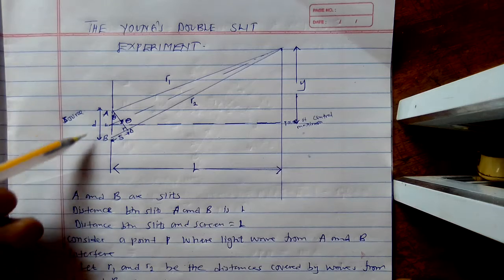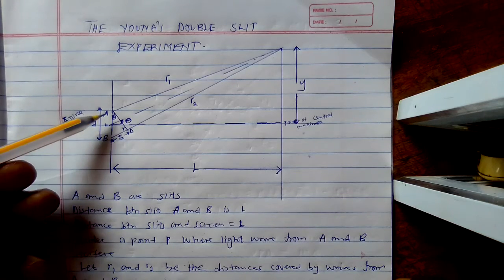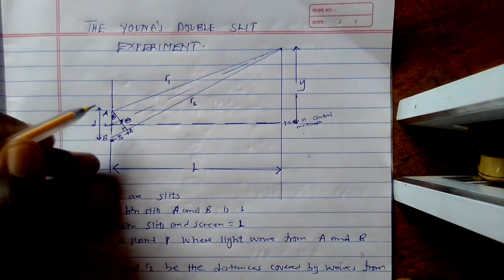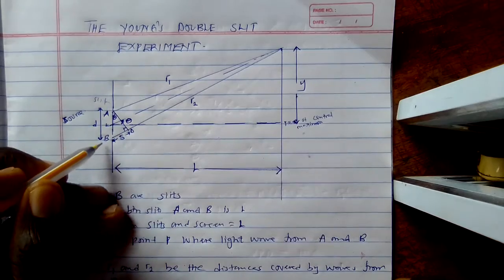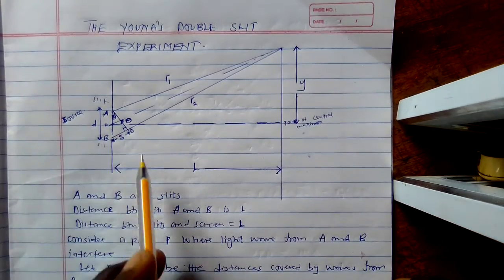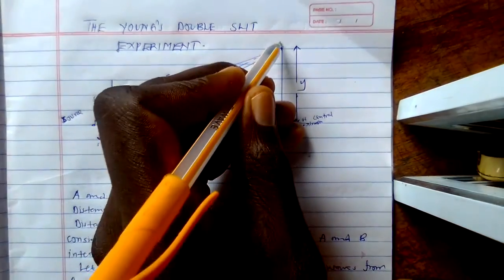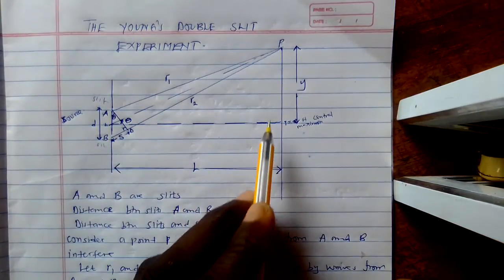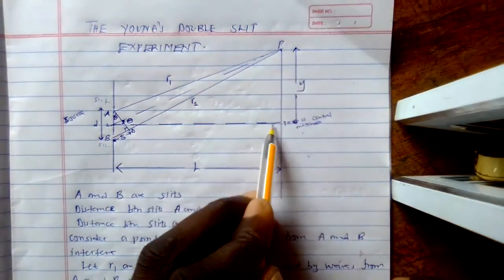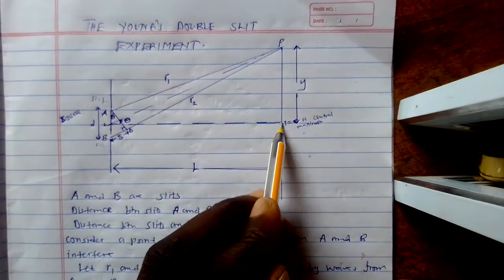So we have a source of light waves somewhere here, and as it gives out light waves, some of them pass into this slit A and this slit B. The slits are separated by a distance d. These waves are seen to interfere at a point P, and that point P is at a distance y from this line here, which we call the point of the central maximum.